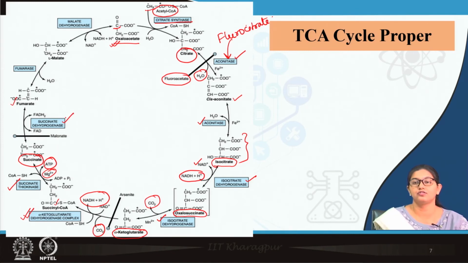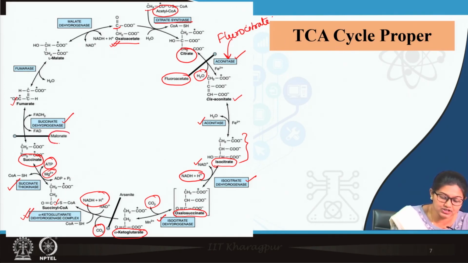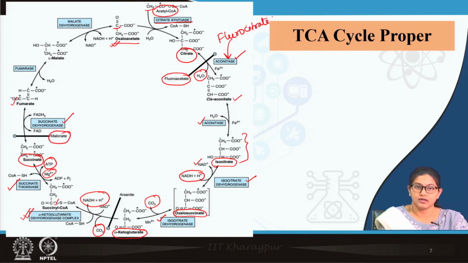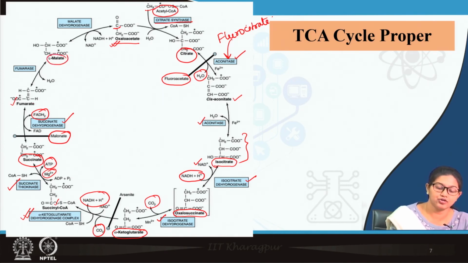Now, succinate dehydrogenase is the enzyme which can be competitively inhibited by malonate, and in this dehydrogenation there is formation of FADH2 instead of NADH. Here in this dehydrogenation reaction there is formation of FADH2. Now, fumarate is converted to malate with addition of 1 molecule of water.